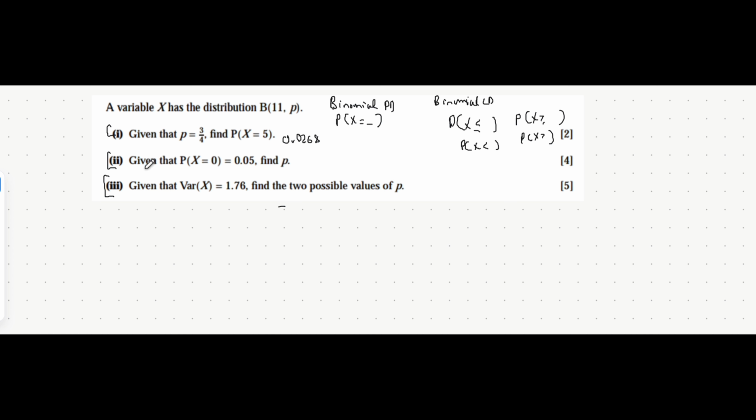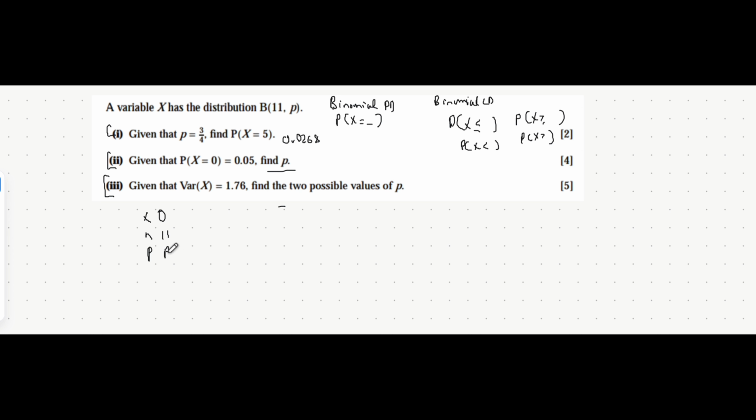Okay, let's now move on to part 2. It says, given that the probability of x equaling 0 is 0.05, find the value of p. Now this, you can do through trial and error. On the binomial PD function, like I mentioned, there's 3 variables, x, n, and p. X is 0. We want to find the probability p. And then n is the sample size, which is 11.